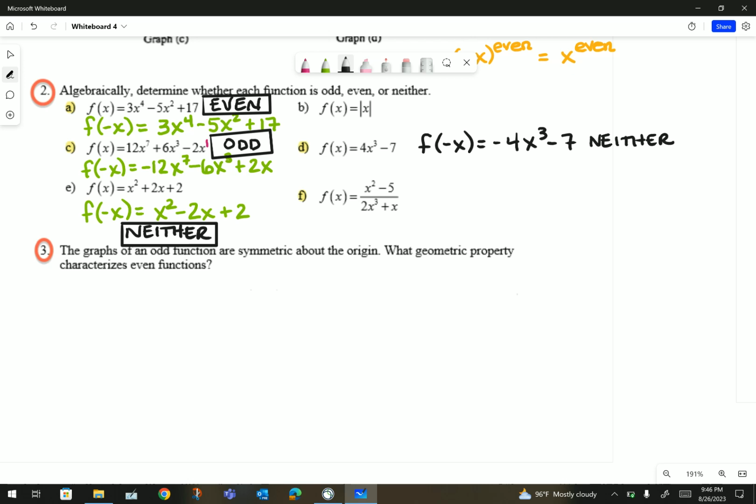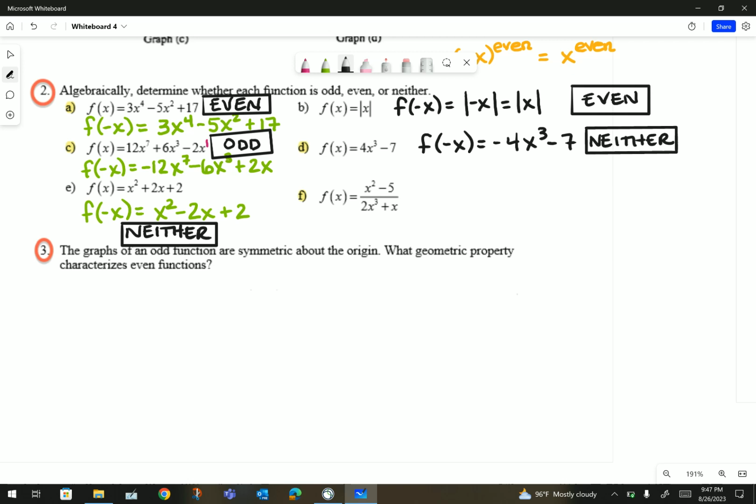For this problem, this is a bit different. You have to remember what absolute value is about. The absolute value of negative x is still going to be the absolute value of x. So since this problem here matches this one, no changes were made, this will be even. The absolute value of any value will always be positive. All right.